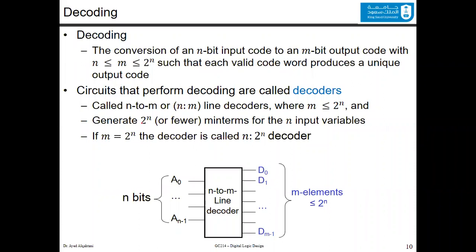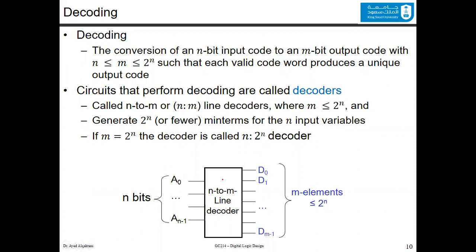It can generate, and this is the upper bound, 2 to the power of n, or fewer minterms of the n input values. So if we consider m to be the upper bound, which is equal to 2 to the power of n, the decoder is called an n to 2 to the power of n decoder.